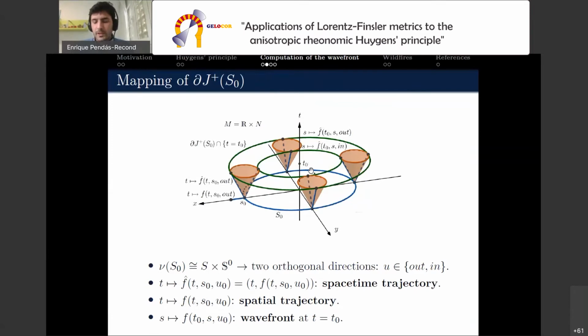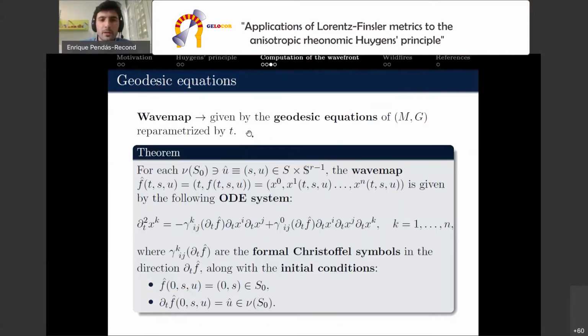I'm fixing a time t0, then these curves of parameter s provide the wavefronts at that time. So we have reduced our initial problem to the computation of this wave map, which by definition is going to be given by the geodesic equations of the Finsler spacetime when reparameterized by time. And this is basically what this theorem tells us.